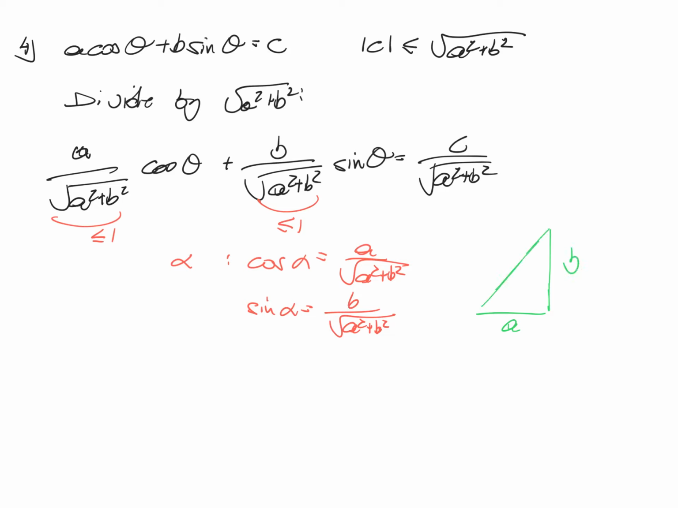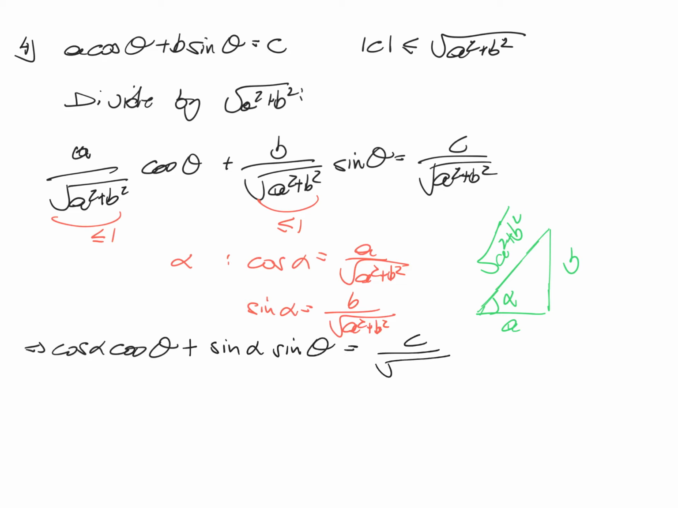In that case, the hypotenuse here is the square root of a squared plus b squared, and alpha corresponds to this angle. Then plug in cosine alpha, sine alpha, then the equation becomes cosine alpha times cosine theta plus sine alpha times sine theta is equal to c divided by the square root of a squared plus b squared. The left-hand side then simplifies to cosine theta minus alpha.